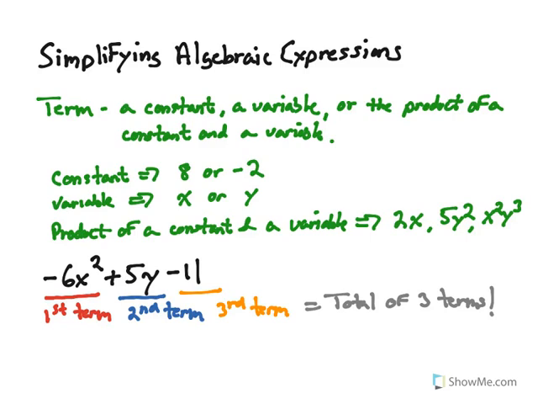So let me just make a note of that. The one in this color, that's your constant, which is just the number, so that's -11. Your 5y is the product of a number and a variable. Product means multiplication, so 5 times y is 5y. And then the first term is the product of -6 and x squared. When I multiply those two together, I get -6x squared. That's the product of those two things. So now you have a better understanding of what terms are.